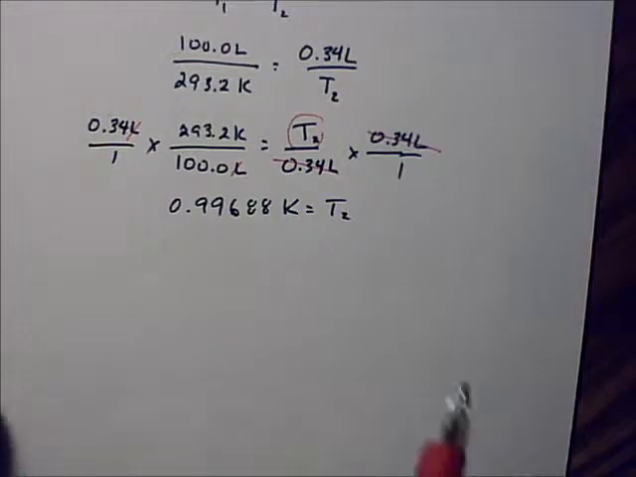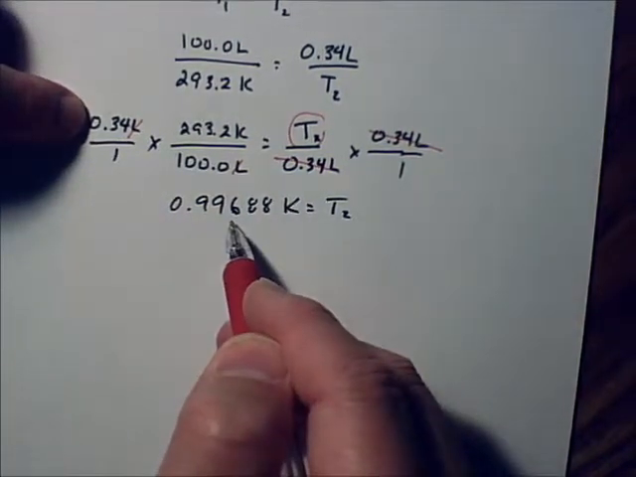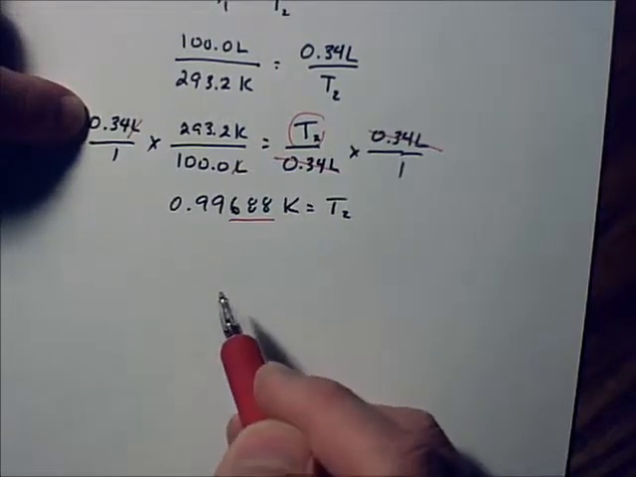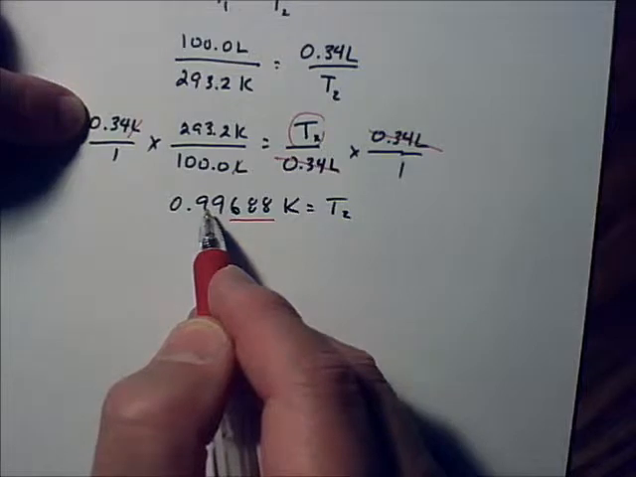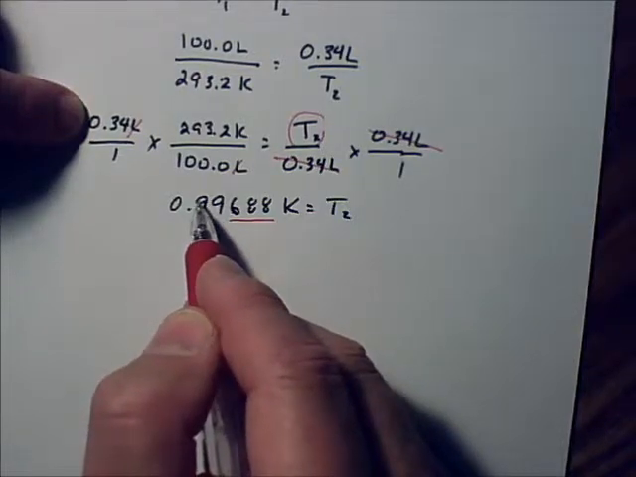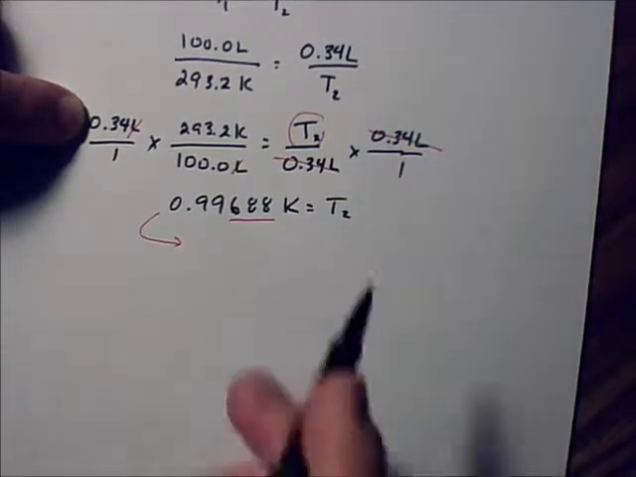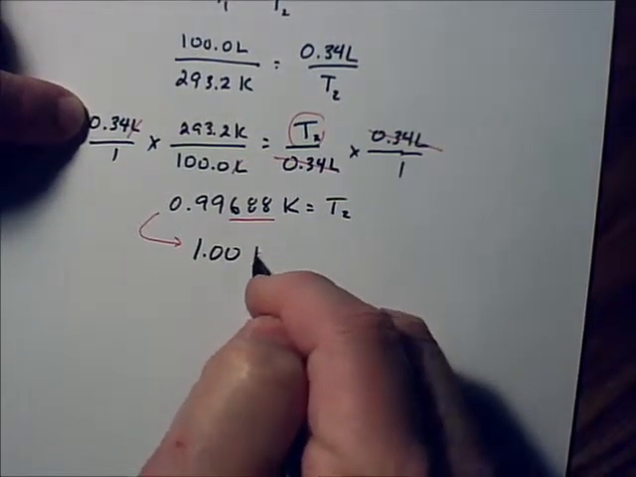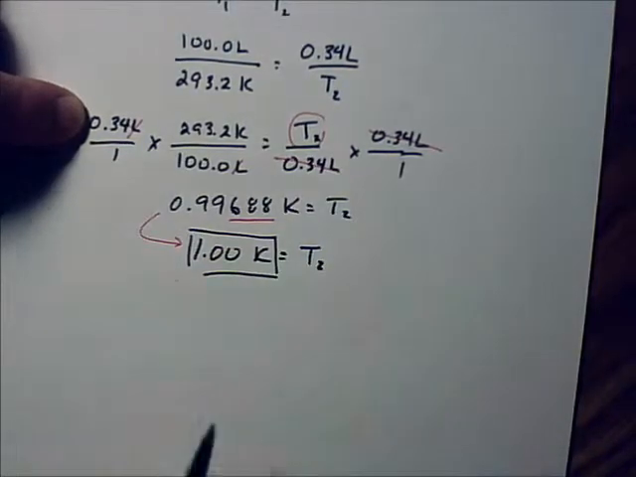The measured or calculated number in the problem with the least digits is this one. It has only 2 digits. So we need to round off to those 2 digits. Well, this 6 makes the 9 round up to a 10. Carry over the 1, that becomes a 10. We get a 1 in the 1's place. So then it's 1.00 Kelvin equals T2. All right?